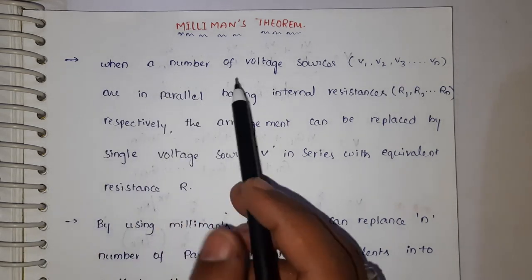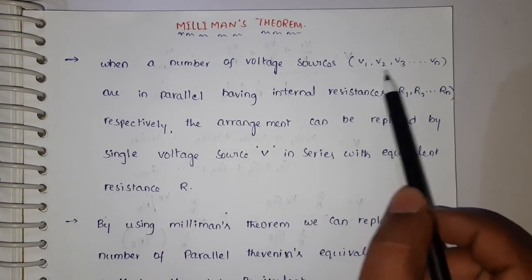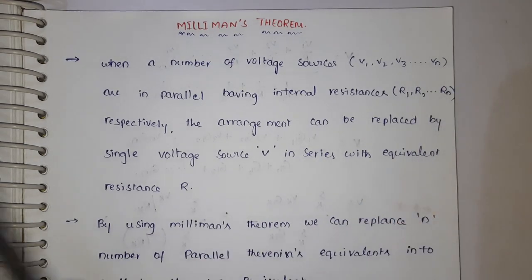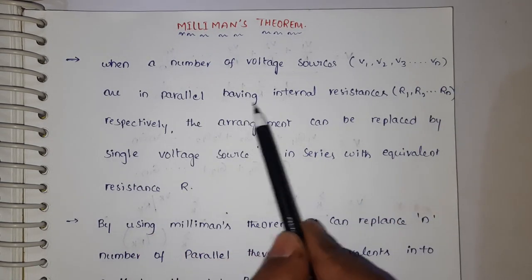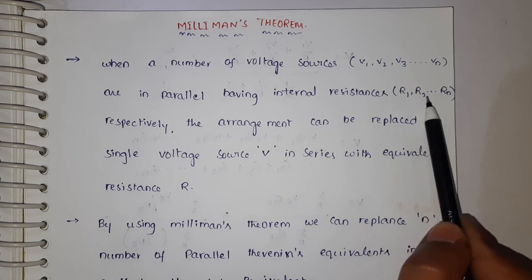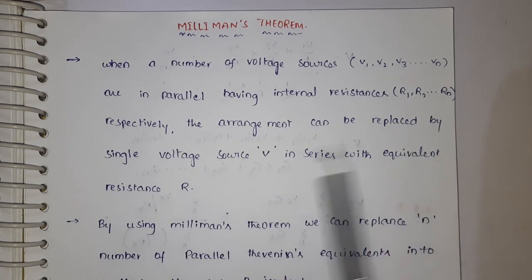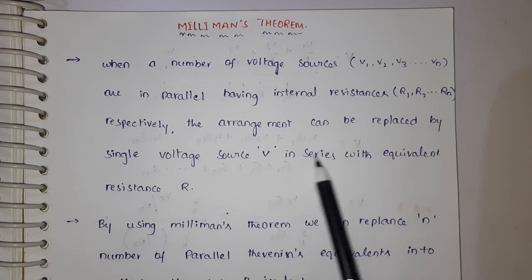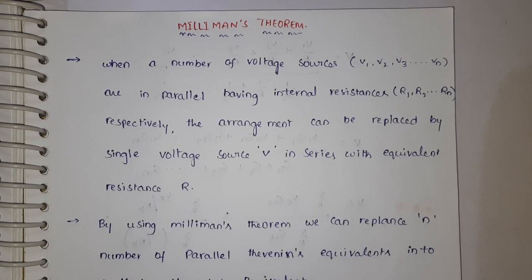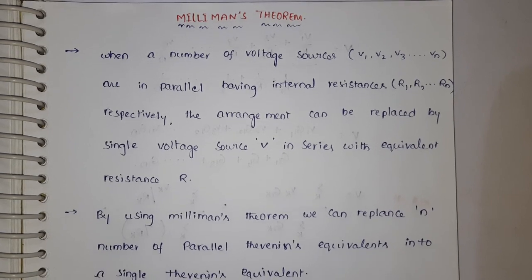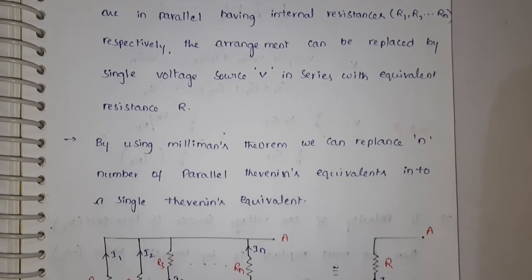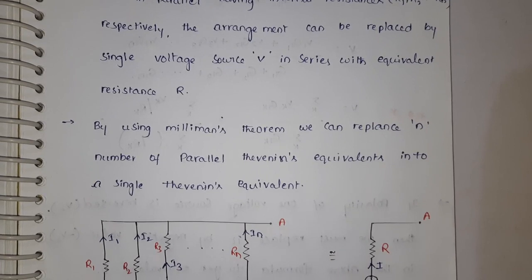When a number of voltage sources V1, V2, V3 and so on Vn are in parallel, having internal resistances R1, R2 and so on Rn respectively, this arrangement can be replaced by a single voltage source V in series with equivalent resistance R. By using Millman's theorem, we can replace n number of parallel Thevenin's equivalent circuits with a single Thevenin's equivalent.